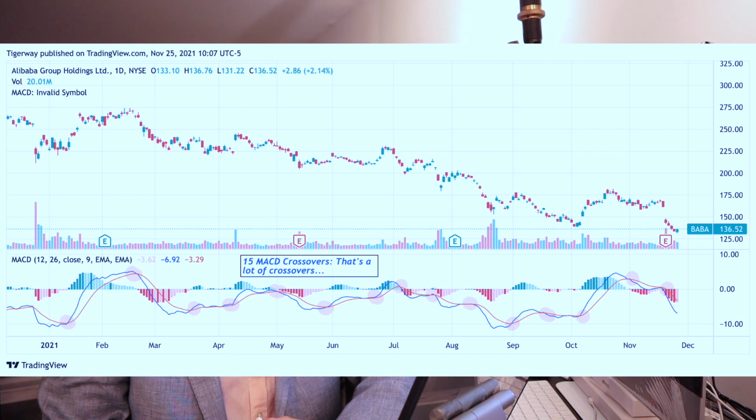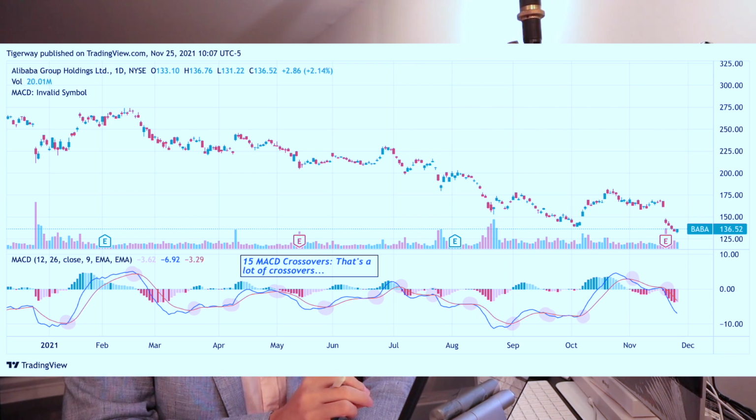Lastly, we have Alibaba. Now, Alibaba's volatility in 2021 has made the MACD cross above and below the signal line close to 15 times this year. The sheer quantity of signals also reduced the quality and predictive nature of the MACD. Now you can see that for Alibaba, the signal accuracy of the MACD is not as strong. In fact, it's quite misleading.